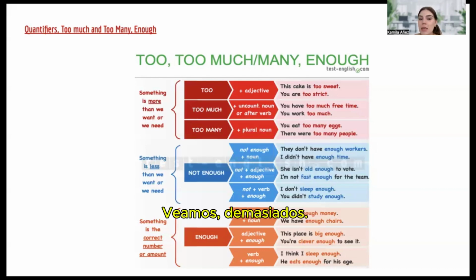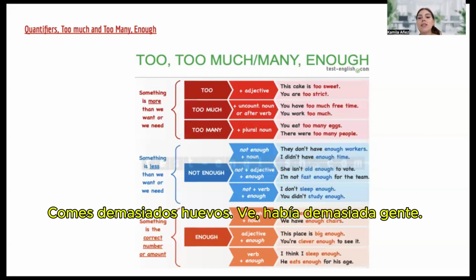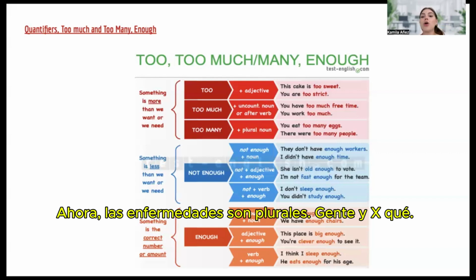Let's see too many. Too many, we can use it with a plural noun. Let's see the examples. You eat too many eggs. See? There were too many people. This is our plural noun, people, and eggs.